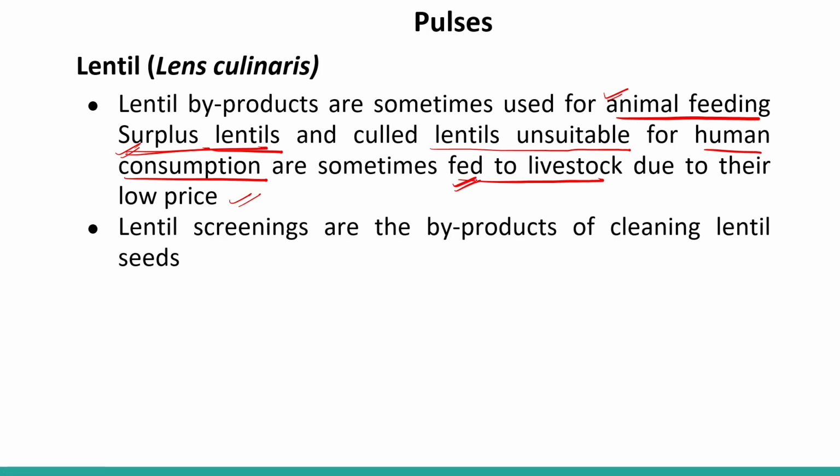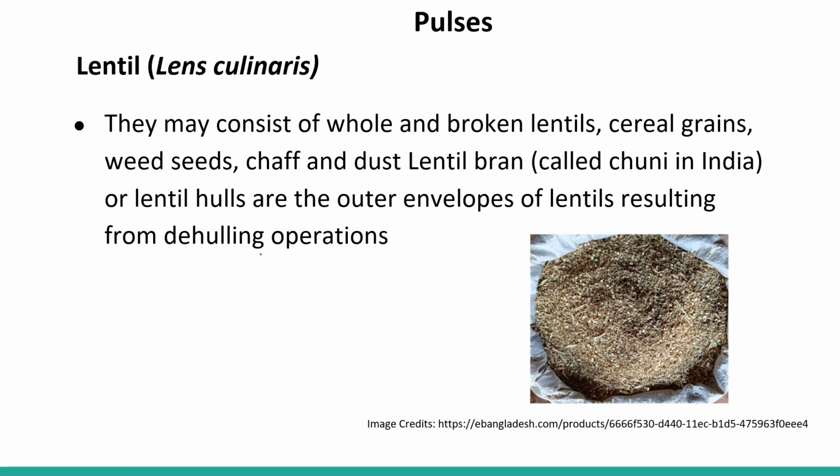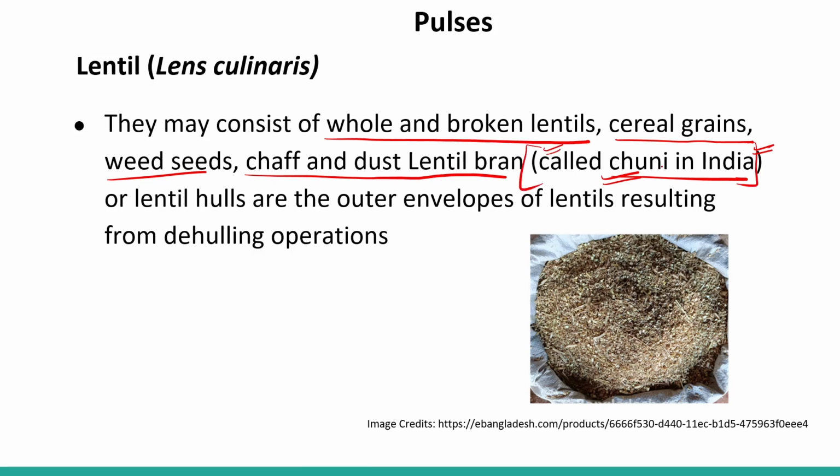That can be fed to our livestock. Lentil screenings are the byproducts of cleaning the lentil seeds. So we take out some of the seeds that are not good, and that is called lentil screening. That becomes a byproduct, and it can be used for feeding our livestock. It mainly consists of whole and broken lentils, cereal grains, wheat seeds, chaff, and dust. Lentil bran is called chunni in India. This is a very favorite food for the livestock, called chunni, and this is actually lentil bran.